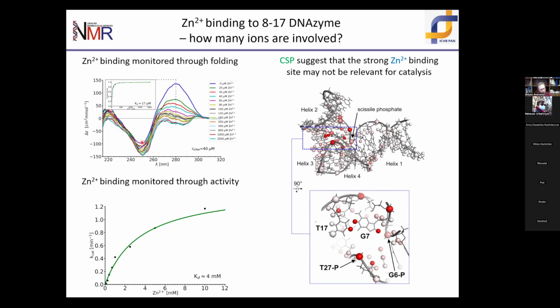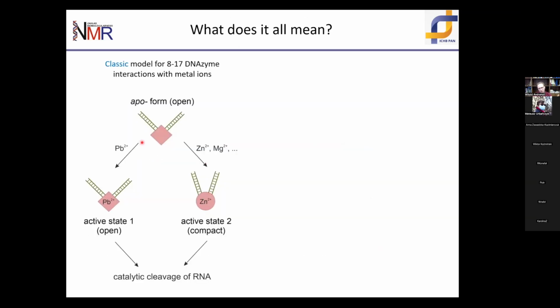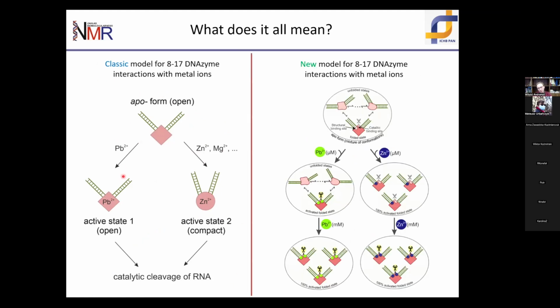And I know my time is running up, so I don't want to show you many more experiments, but starting from this idea and doing additional experiments, we're able to propose a new idea how actually this DNA enzyme interacts with metal ions. So this is the classic model that I showed you before. What we propose instead is that the apoform is not actually a single state. It's a mixture of different conformations.